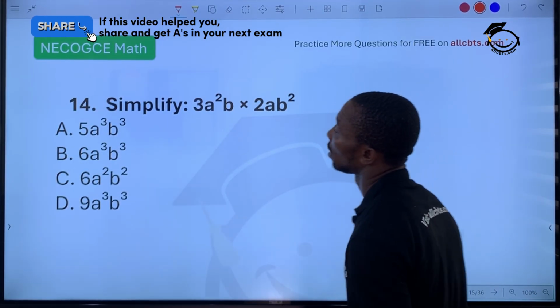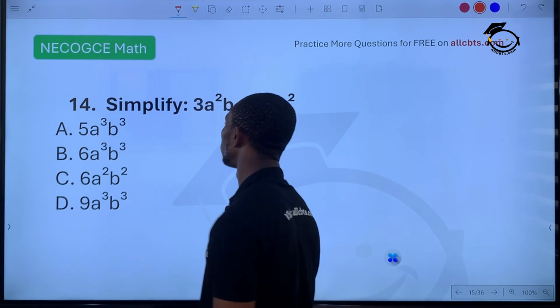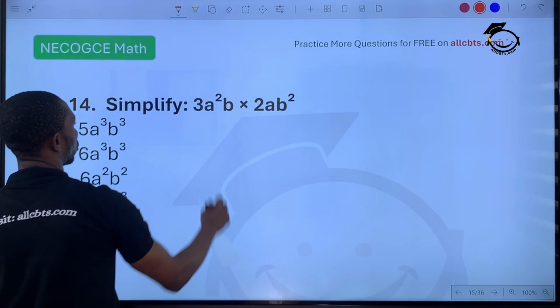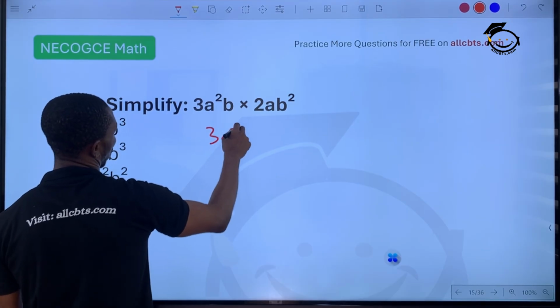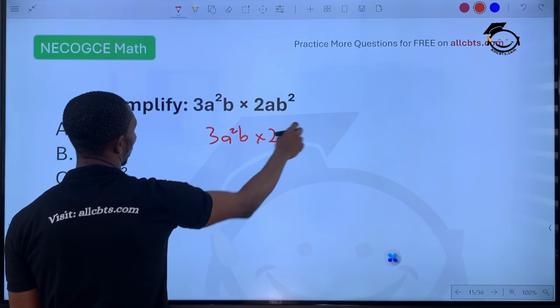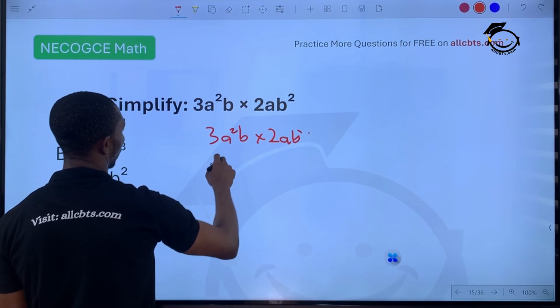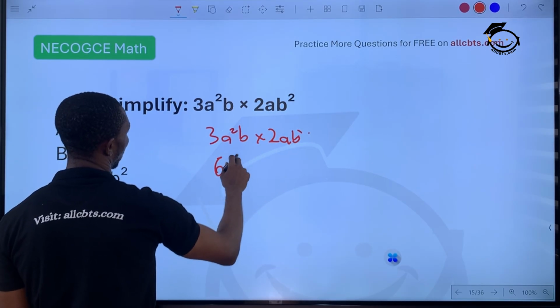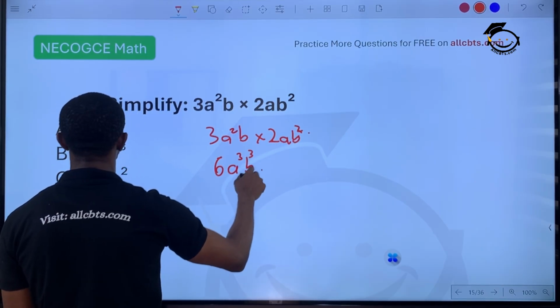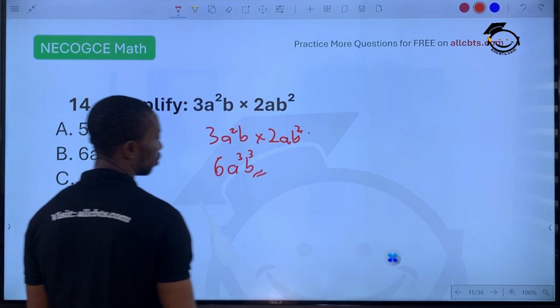Simplify 3a squared b times 2ab squared. So 3 times 2 will give us 6a cubed b cubed. So that would be 6a cubed b cubed.